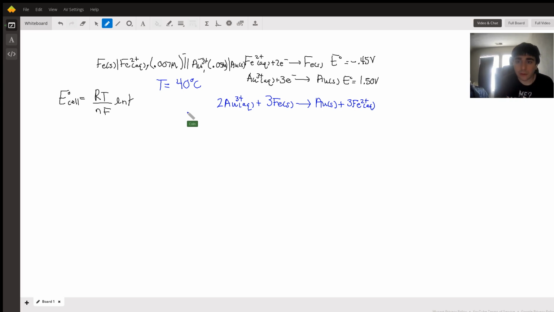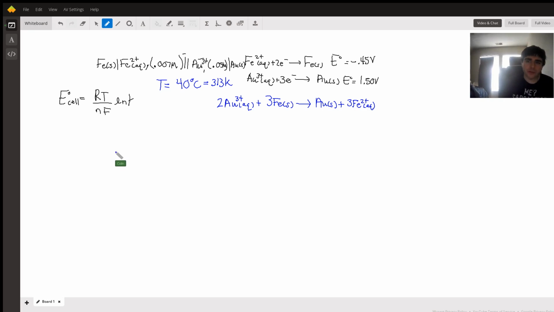And this will have to be in Kelvin. So adding 273 to that, you will get 313 Kelvin. So that's the temperature we're looking for. That's your first step. If you see a temperature and it's not in Kelvin, you have to know how to convert it to Kelvin, which you just add 273 to it.